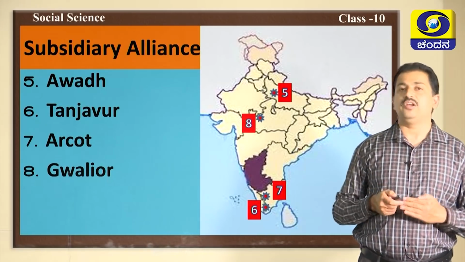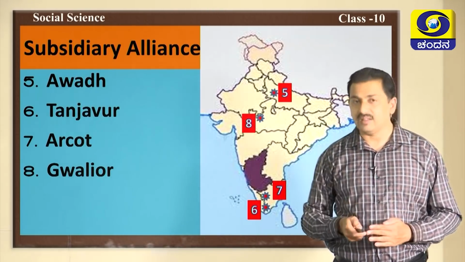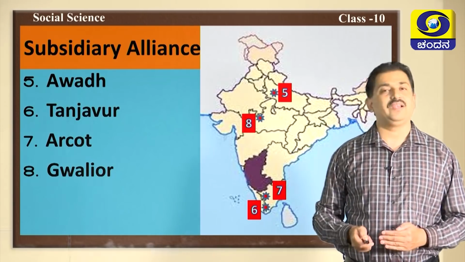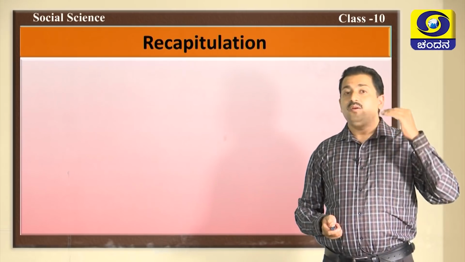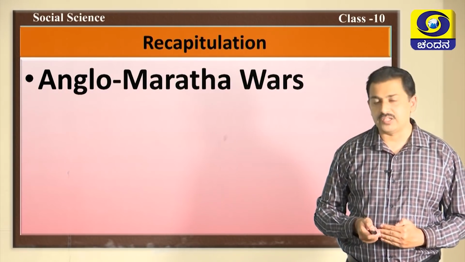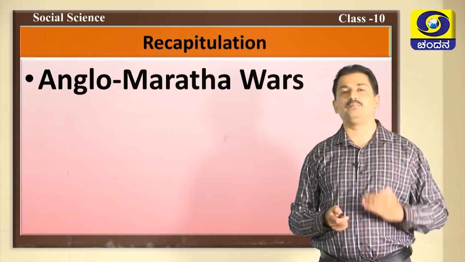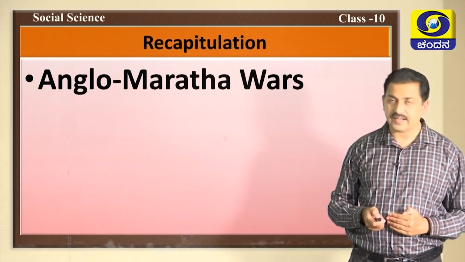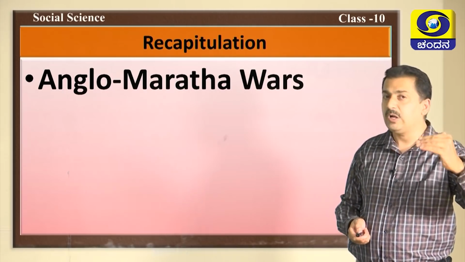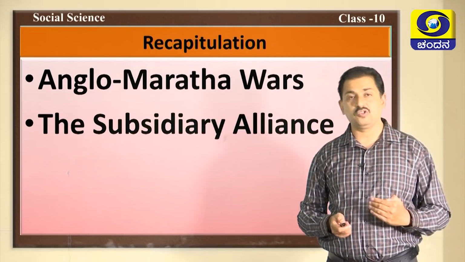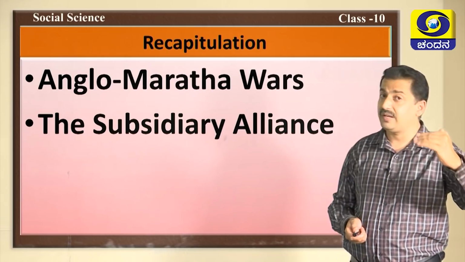Dear students, hope you have very well understood all these concepts. Now, it is the time for recapitulation. What all did we learn in this unit? In this part 1 of the second lesson, the extension of British rule, you learnt about the Anglo-Maratha Wars and also about the subsidiary alliance.